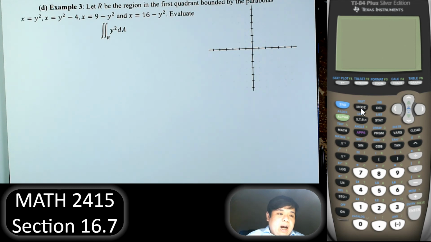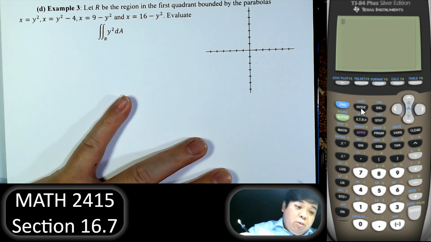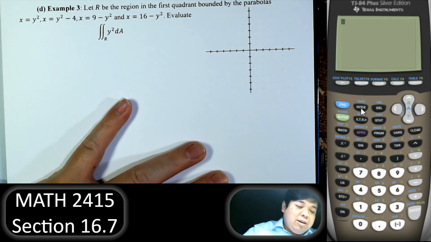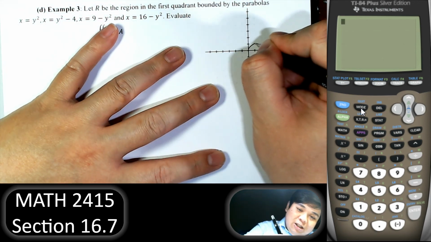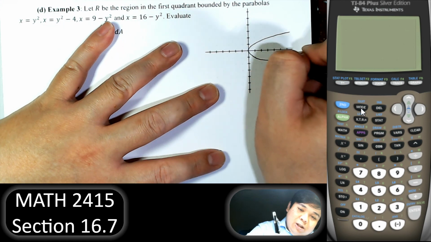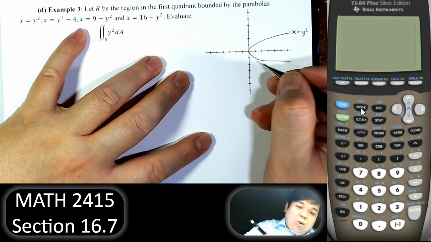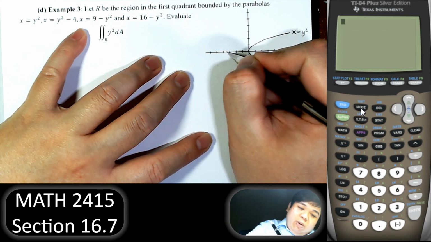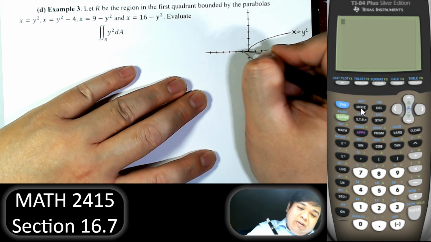So in this problem, what we are given is not even the pre-image. We just know a bunch of parabolas. Now let's just sketch. It might not be accurate at all, but at least we attempt that. x equal to y squared, x equal to y squared minus 4. So just 4 units back. I say 4 is here.